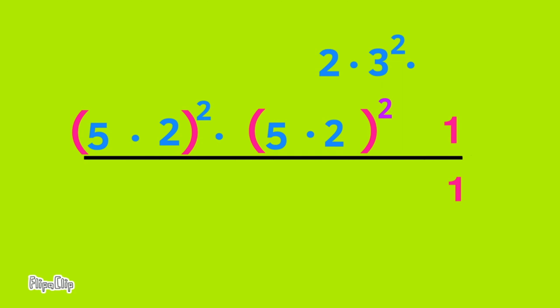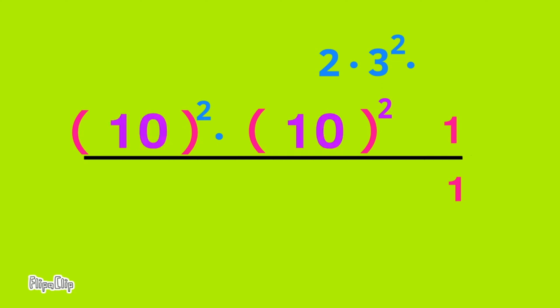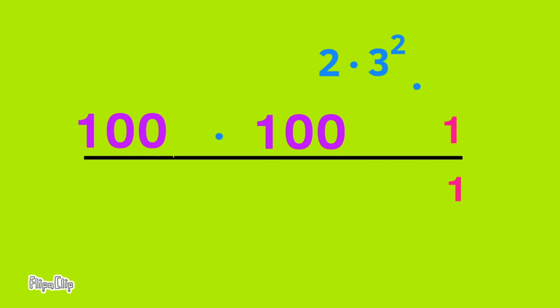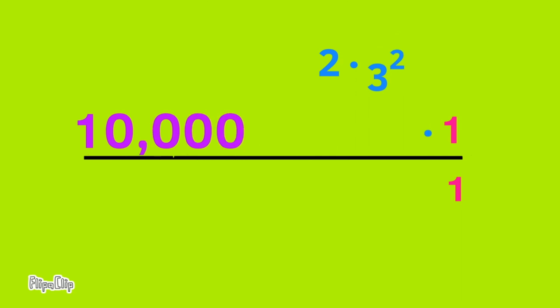5 times 2 is 10, and 10 to the 2nd power is 100. 100 times 100 is 10,000. 3 to the 2nd power, or 3 times 3, is 9. 2 times 9 is 18. I'll let you take it from here, but essentially, it's 10,000 times 18 times 1 divided by 1. Hopefully your answer is 180,000.